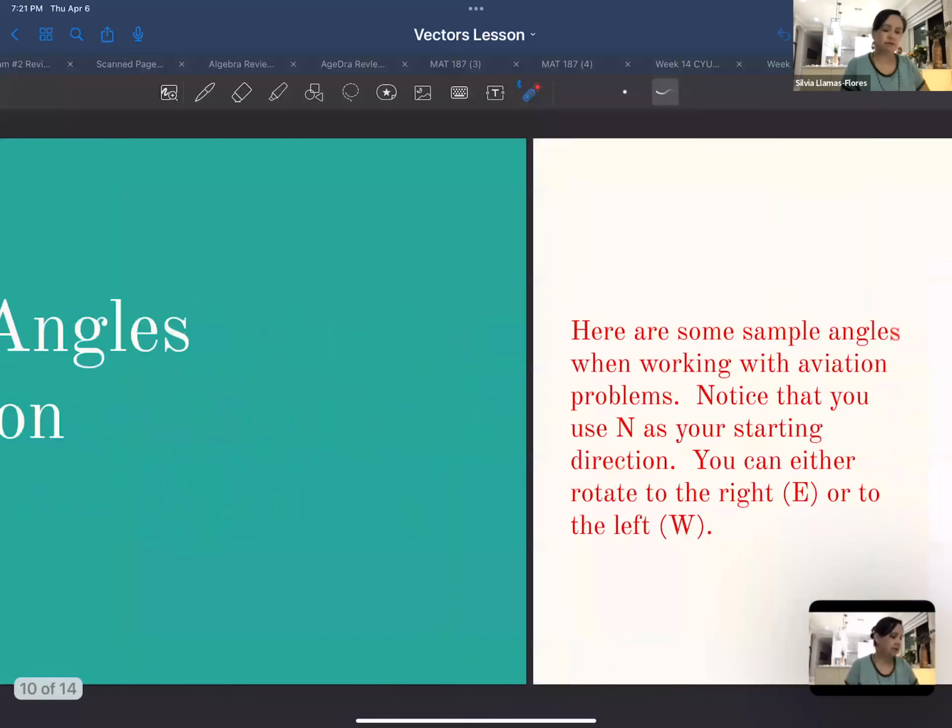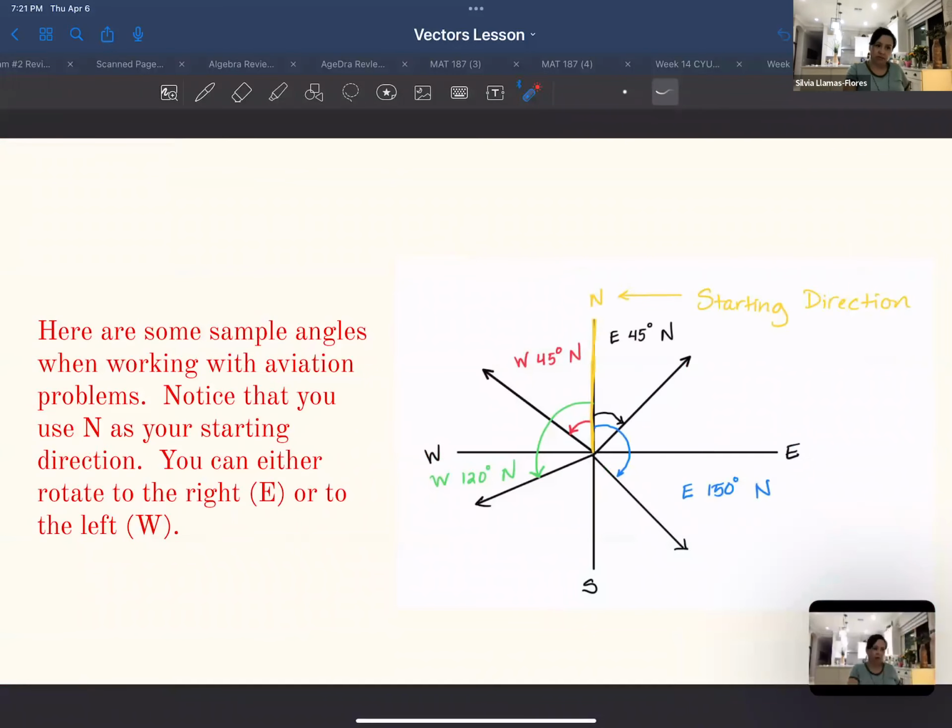Take a look. Here we go. So this is where I want to go. I want to look at context. When we are looking at airplane problems, this is only true for airplane problems, okay? So I'm going to write this in so that you have it.